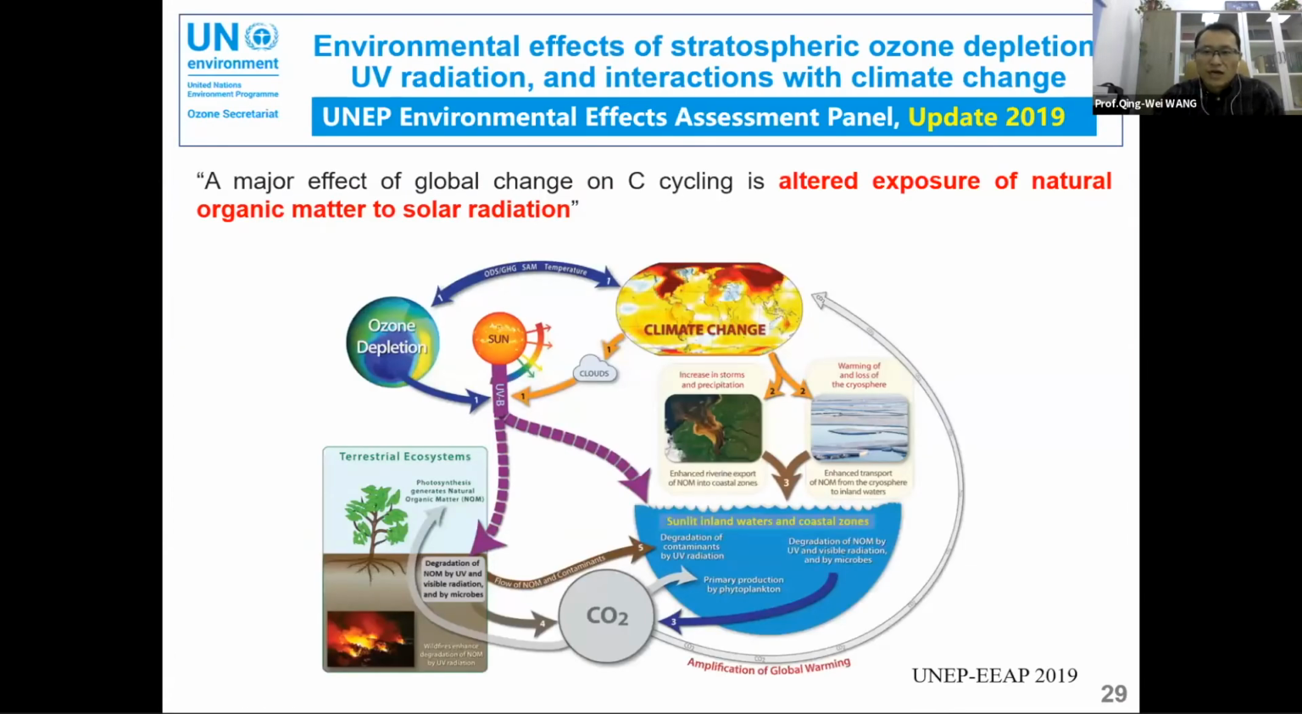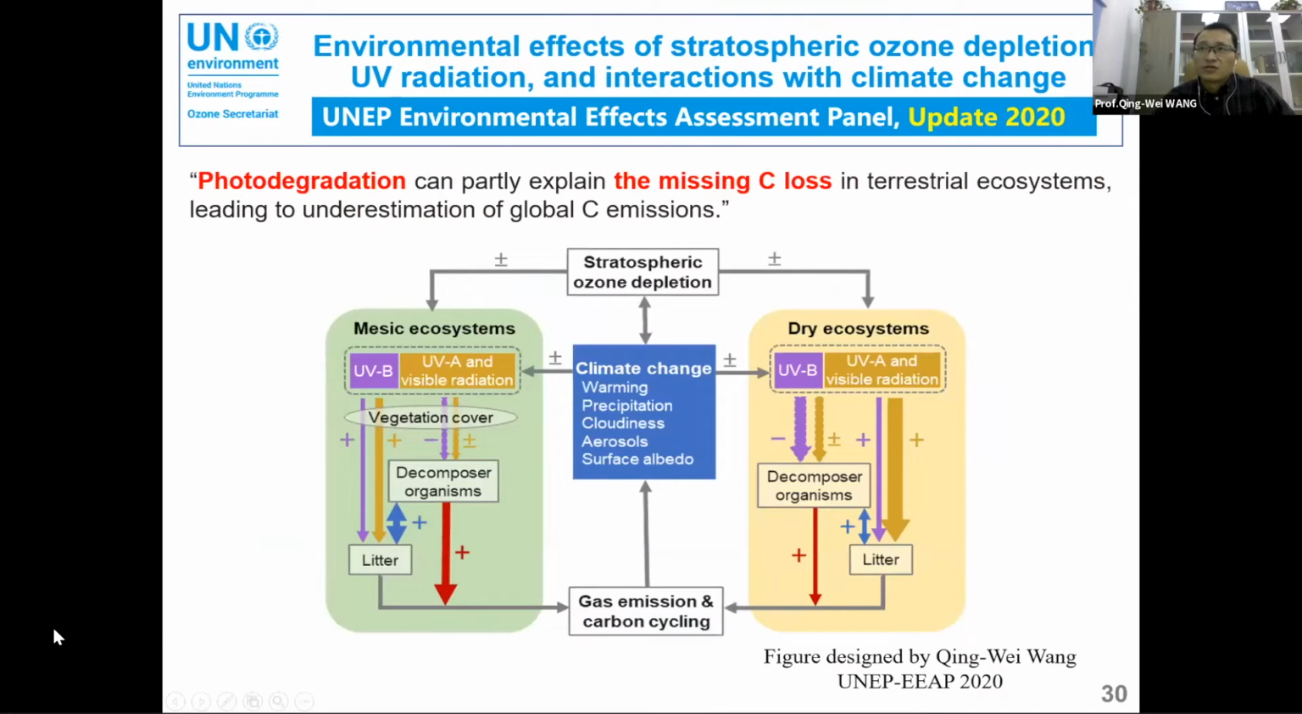Such a significance has also received increased attention from the UNEP Environmental Effects Assessment Panel. Its update 2019 described a major effect of global change on carbon cycling after the exposure of natural organic matter to solar radiation. In update 2020, it directly points out that photodegradation can partly explain the missing carbon loss in terrestrial ecosystems, leading to an underestimation of global carbon emissions.